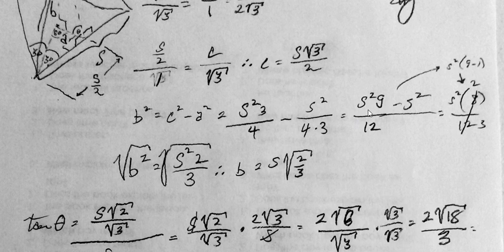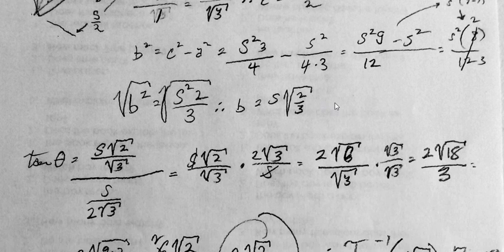And then I have a situation where I have S squared 3 over 4 minus S squared over 12. I had to make sure that these denominators were equal before I can subtract. If I factor out the S squared, I get 9 minus 1, which is 8. So I have S squared times 8 over 12, and I can now turn that into S squared 2 over 3. Well, that's neat, but I need the square root of that because I need B. So B is S times radical 2 over 3.